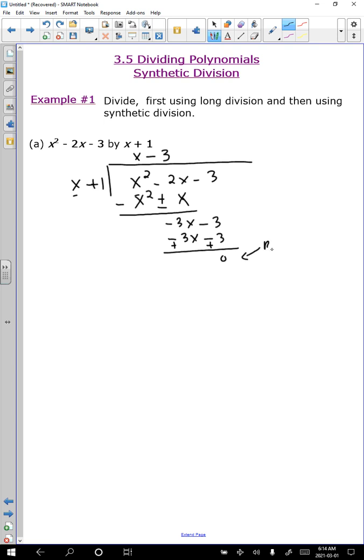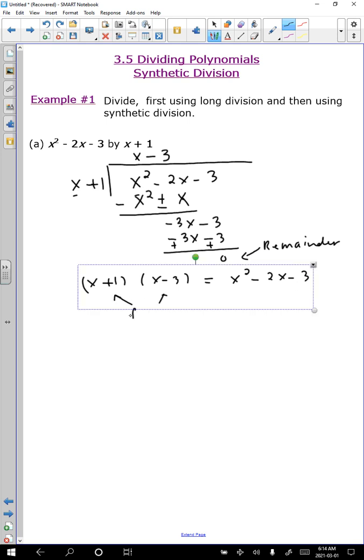The remainder is 0. You don't always have to get the remainder of 0, but in this case, the remainder is 0. Basically, x plus 1 times x minus 3, which is these two here, will give you x squared minus 2x minus 3. And these are the factors of this quadratic.